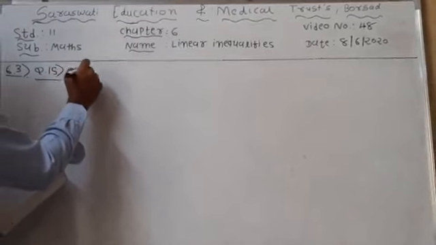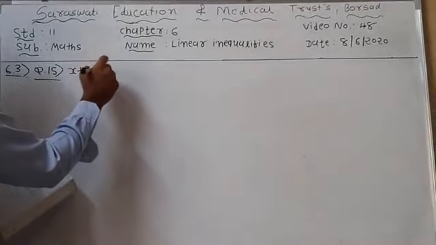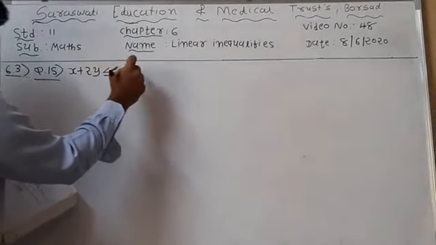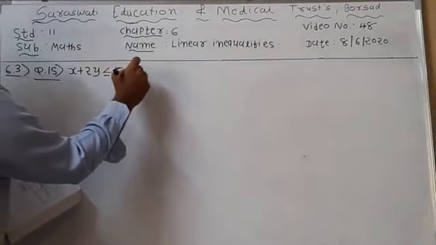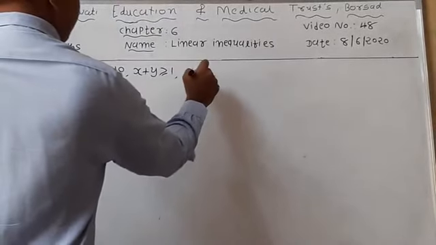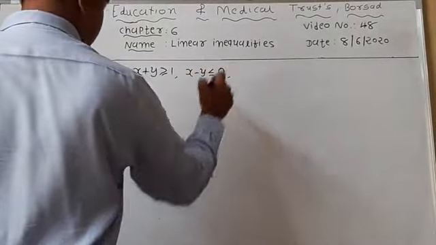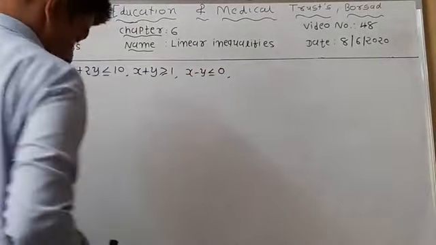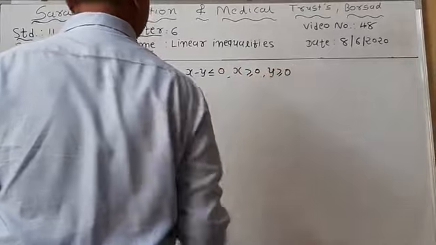Question number. Now in this question a total of 5 inequalities are present: x plus 2y less than or equal to 10, x plus y greater than or equal to 1, x minus y less than or equal to 0, x greater than or equal to 0 and y greater than or equal to 0.